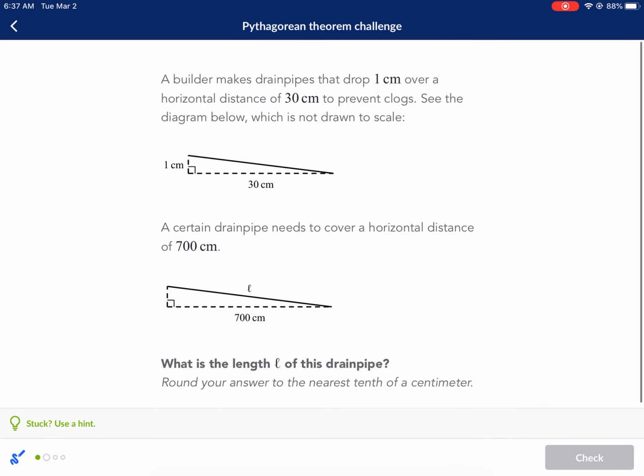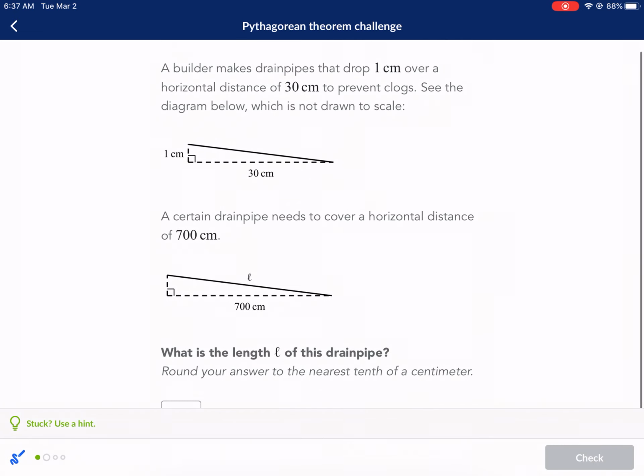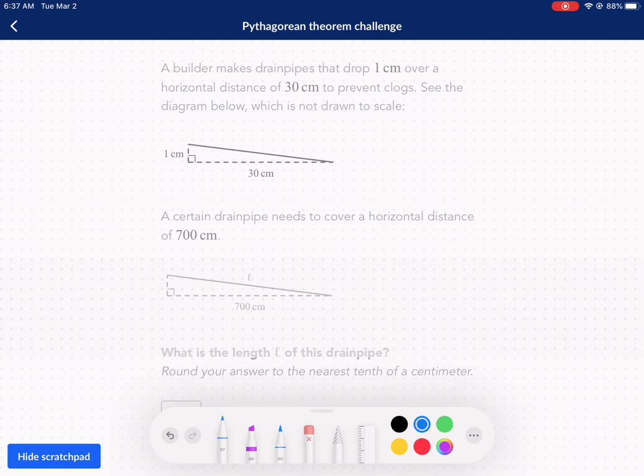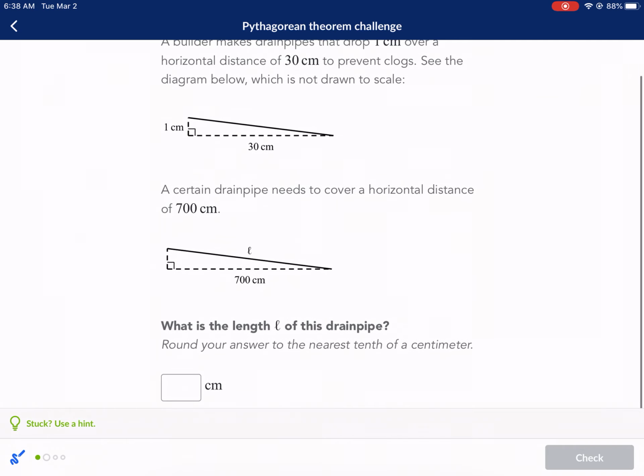All right, a builder makes drain pipes that drop 1 centimeter over a horizontal distance of 30 centimeters to prevent clogs. See the diagram below, which is not drawn to scale. A certain drain pipe needs to cover a horizontal distance of 700 centimeters. So this is the ratio we're going to be using, this 1 to 30 ratio. What is the length of this drain pipe?